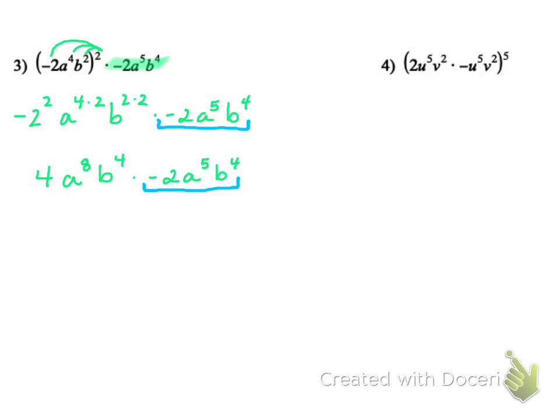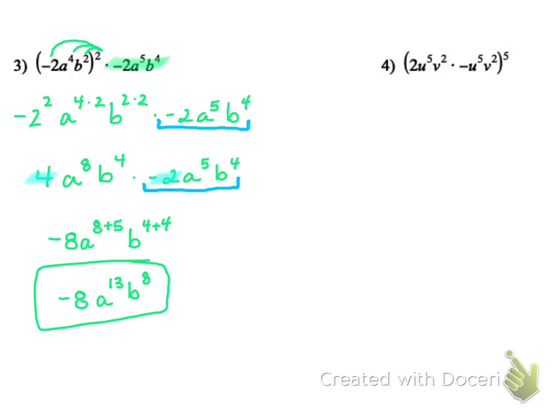But now since the first part with parentheses is simplified, I can combine. So I multiply my constants and then add the exponents. So I end up with negative 8a to the 13th, b to the 8th, and that's my final answer.